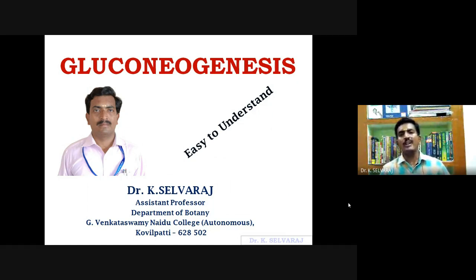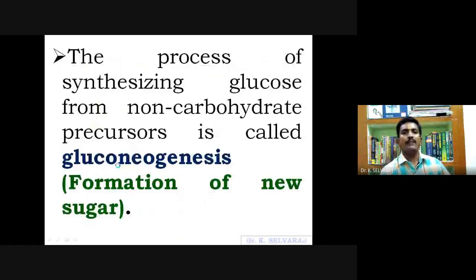Gluconeogenesis means the conversion of glucose molecules from non-carbohydrate precursors, for example pyruvate, alanine, or some of the amino acids. The definition of the gluconeogenesis process is the synthesis of new sugar. Yes, the synthesis of glucose from non-carbohydrate precursors. How are our cells synthesizing glucose from non-carbohydrate precursors? Let me show you that process.